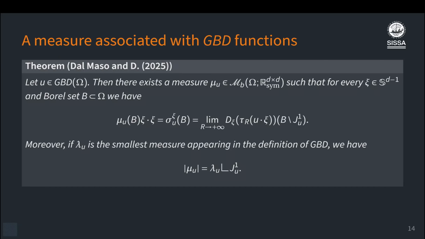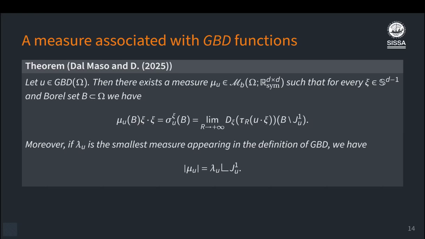Okay, the main theorem that we managed to prove is the following. Given a function u in GBD, we can always construct a bounded measure mu u with values in the space of symmetric matrices, such that every time you give me a direction in the unit sphere and a Borel set B, I can compute the value of the quadratic form associated to mu u in B by simply looking at that integral defined by slicing that I had in the previous slide, or by looking at the derivative in direction psi of this truncation of the component along psi of u, with the truncation function parameterized by R.